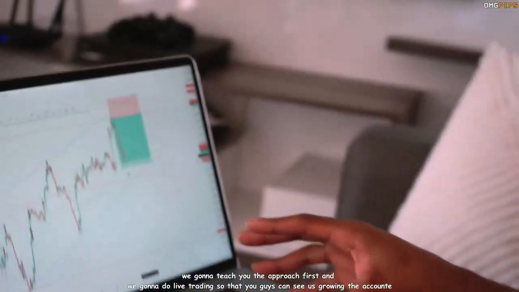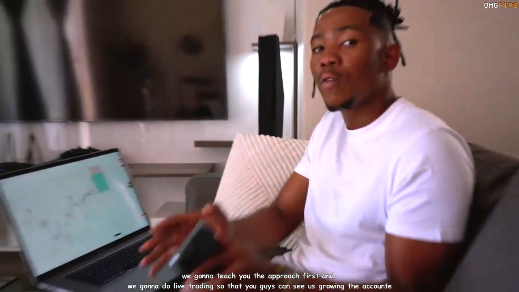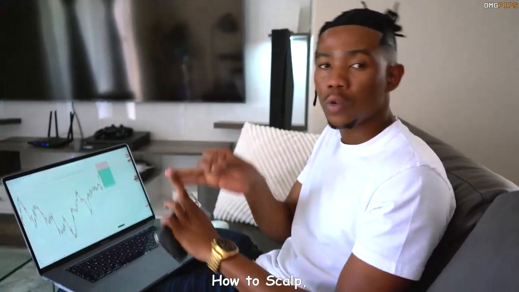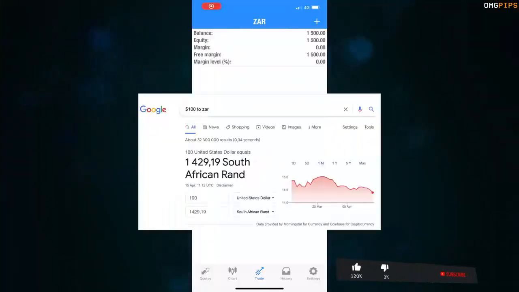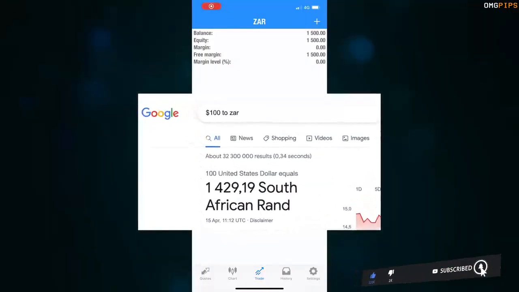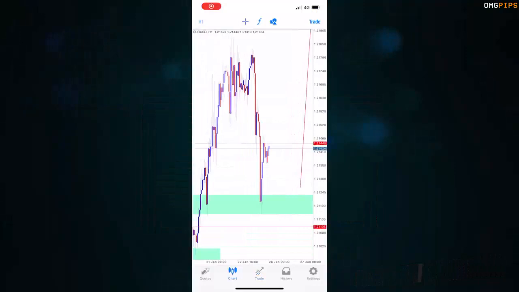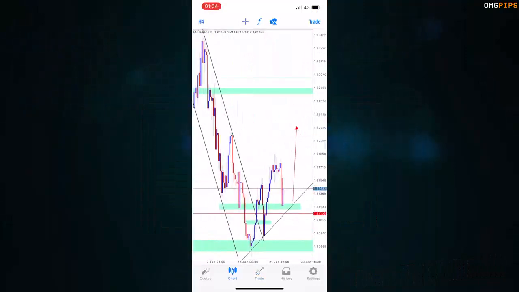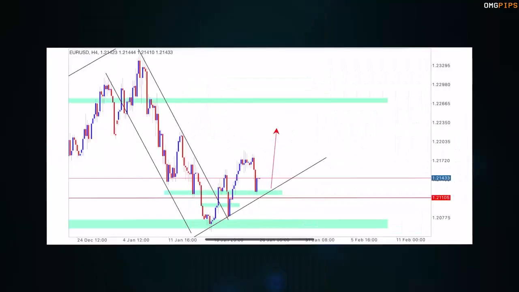We're gonna teach you the approach first, and we're gonna do live trading so that you guys can see us growing the account from 100 until you actually get it to 500, live trading with you guys. We're gonna teach you how to swing, how to scalp, how we used all those methods to basically achieve our results. You're gonna see guys, it's gonna be an awesome video. As you can see guys, we have our 1.5 ZAR deposit, which is equivalent to $100. Now let me go through the charts quickly, but before you continue, I want to take you guys to TradingView so that we can explain a few lessons.